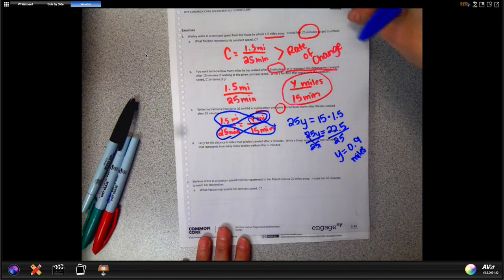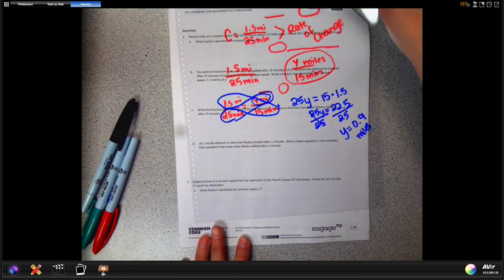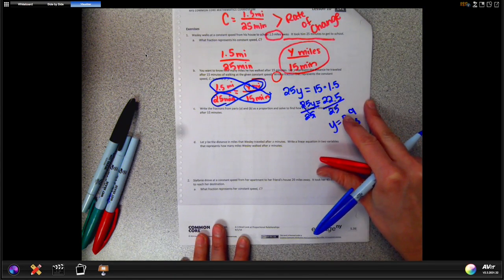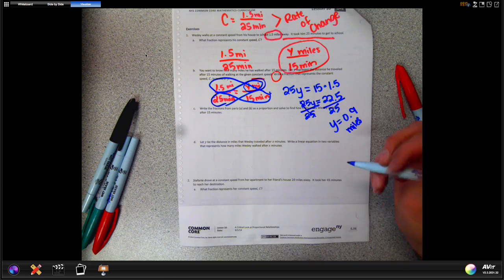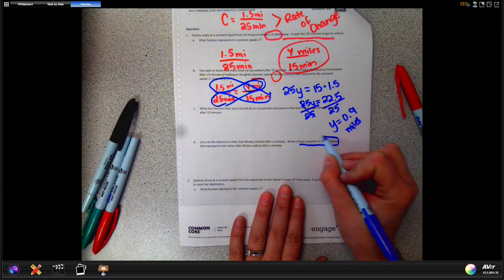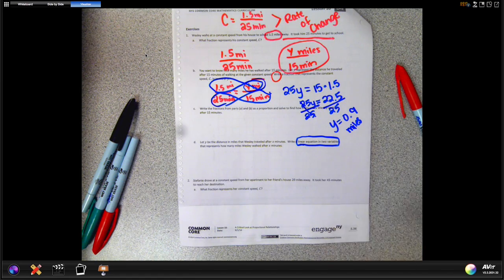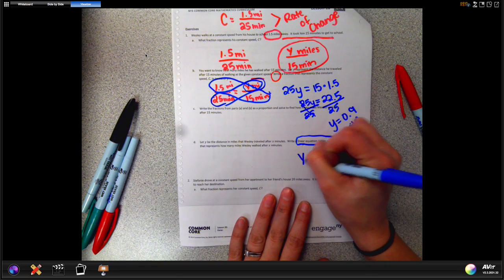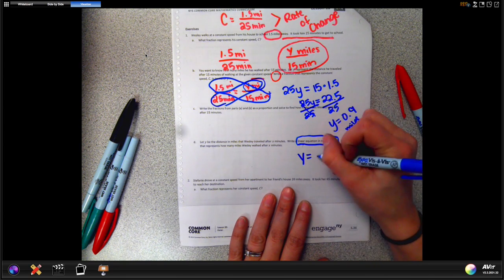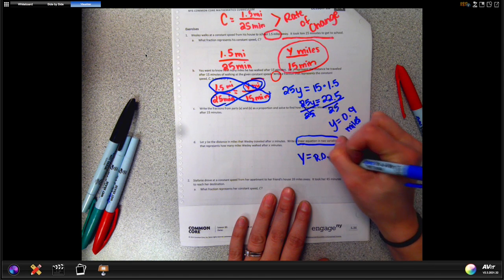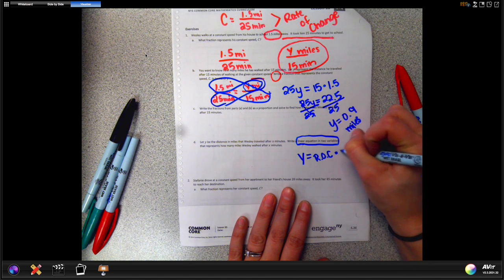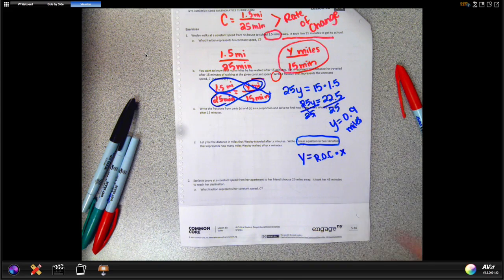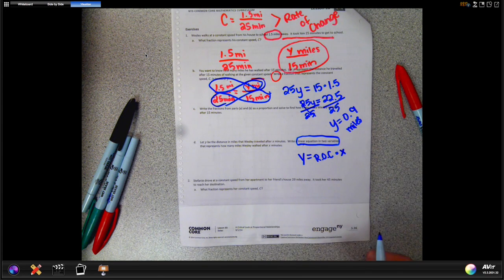So I'm going to move this up a second so that we can see the question. So part D says, let y be the distance in miles that Wesley traveled after X minutes. Write a linear equation in two variables, okay? A linear equation in two variables means we want to have an X and a Y, and we want to set it up like this. We want y equals whatever our rate of change is, I'm going to call that ROC, times X right now. Y equals our rate of change times X. So write a linear equation in two variables that represents how many miles Wesley walked after X minutes, okay?